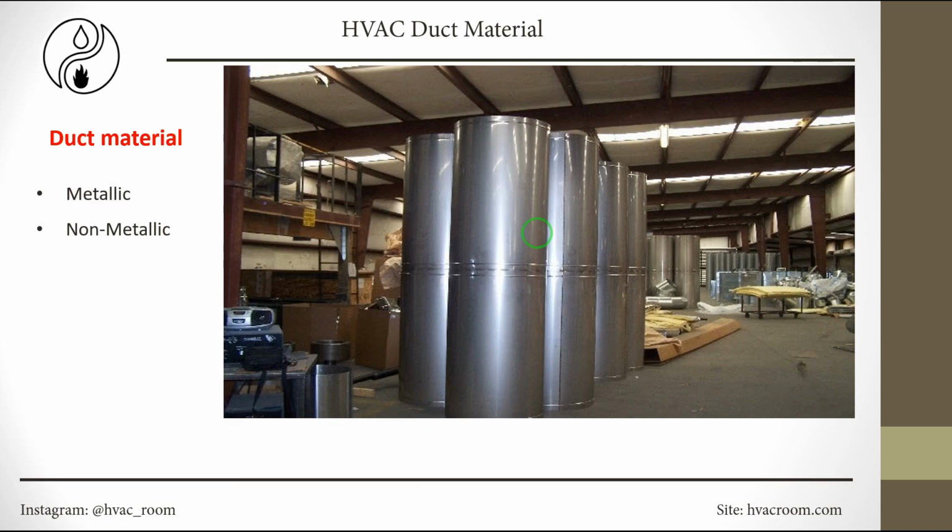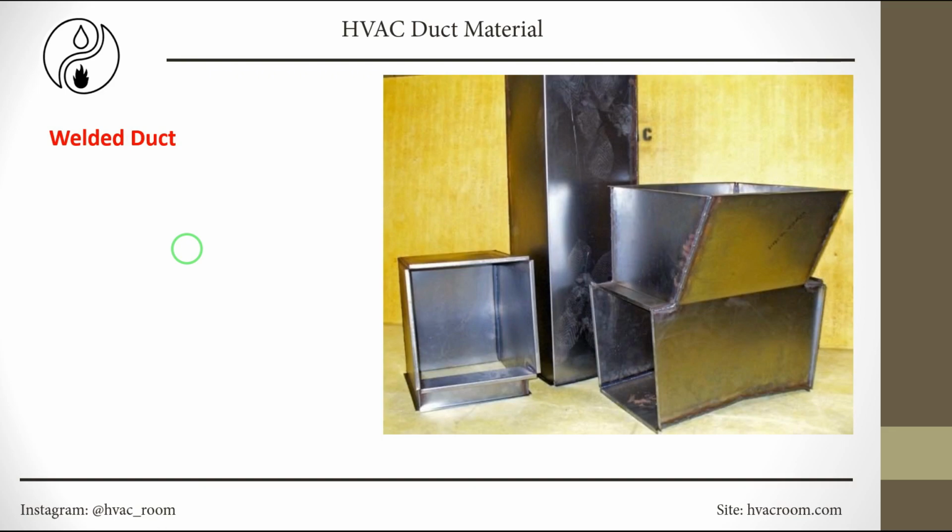But for most systems in commercial and residential applications, galvanized steel is used. And as far as the gauge, it can be around gauge 24 to 26. The next one under metallic duct is welded duct. So we're going to weld the fittings to the main duct, which is used for higher temperatures, such as chimneys or grease exhaust duct in commercial projects.